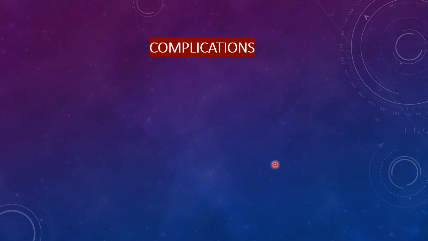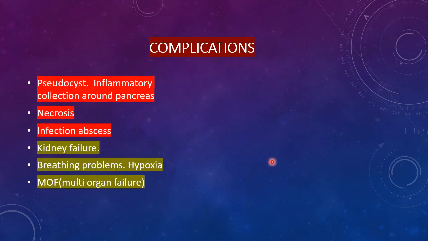Now the complications of acute pancreatitis. These are the common complications. Pseudocyst formation is an inflammatory collection of fluid around the pancreas and the peripancreatic areas. Necrosis of the pancreas and the peripancreatic tissues. Secondary infection of this necrotic tissue leading to abscess, pancreatic abscess formation.